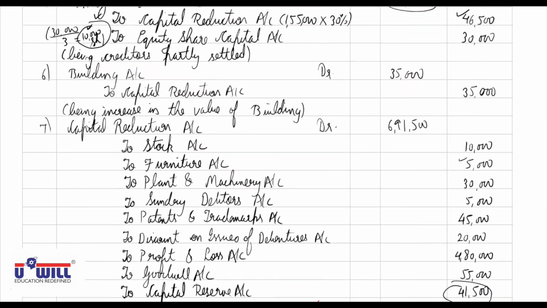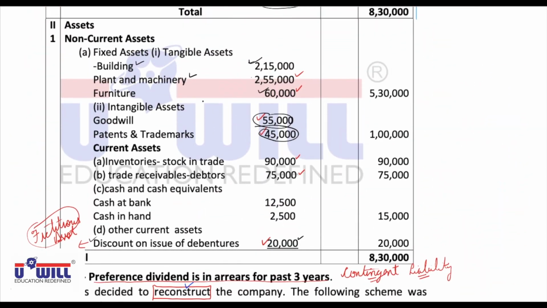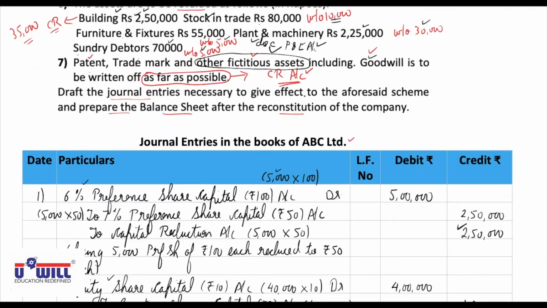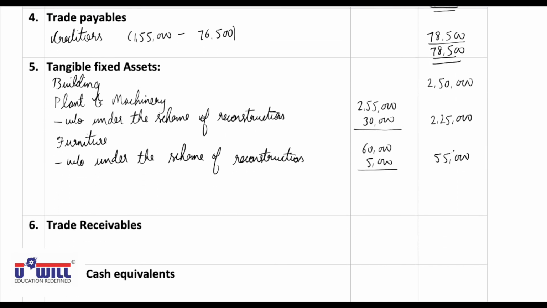After furniture, do we have any other fixed asset? No. Only three fixed assets are there: building, plant and machinery, and furniture. So the tangible fixed assets note is done. What is the total of the tangible fixed assets note? 2 lakh, 4 lakh 50, 5 lakh 30,000. Tangible fixed assets are 5 lakh 30,000.